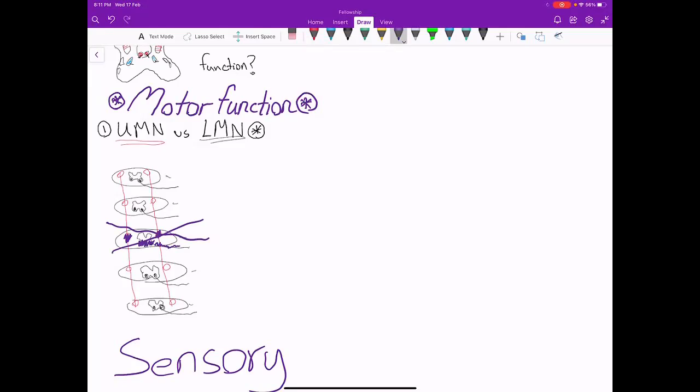Okay. Now, I always like to mention this because it's important for us to remember that the corticospinal tract's function is inhibitory. The corticospinal tract always inhibits the ventral horns. Okay.